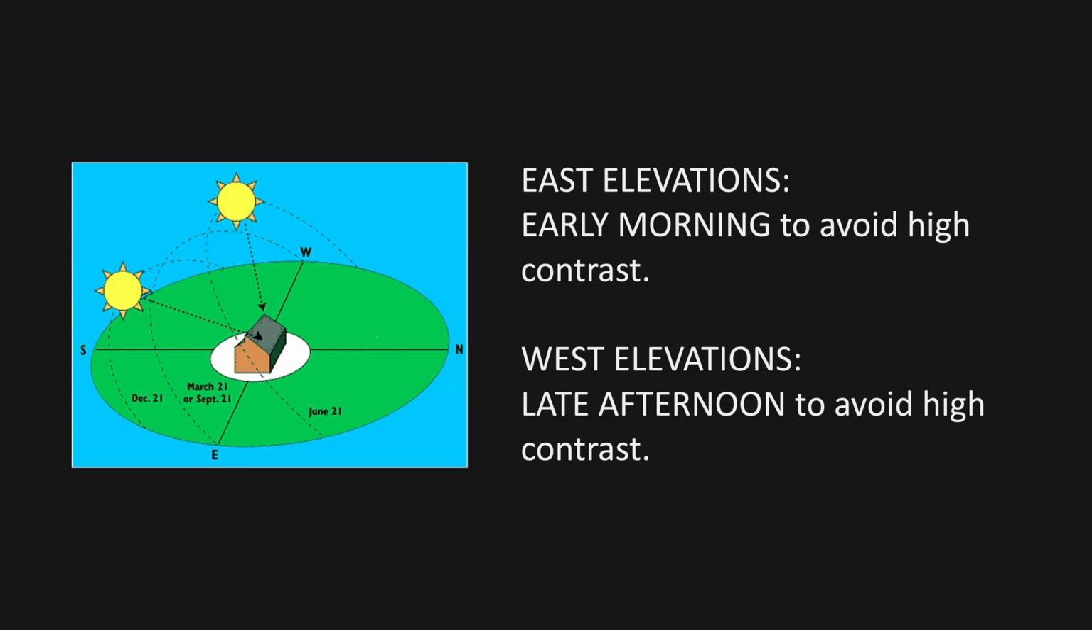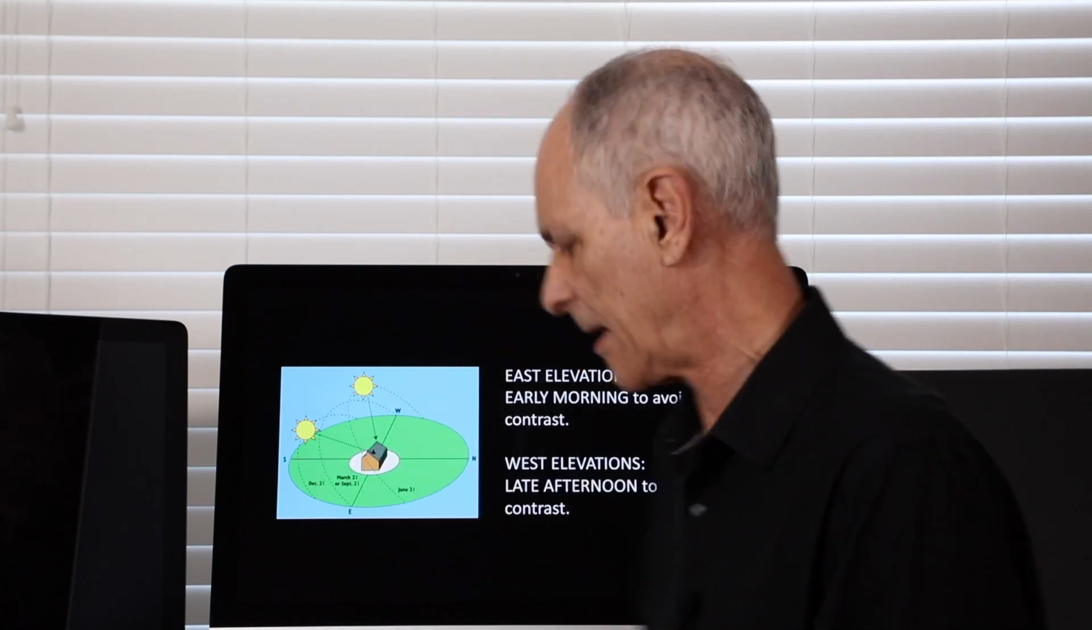Now, if you're going to shoot east elevations in the summer, be there early to avoid high contrast with the sun high overhead and to avoid haze. And the same thing in west elevations, go there later in the afternoon and the sun won't be up as high and you won't get haze, you won't get contrast, and you'll get much better photographs of the east and of the west elevation. But the south elevation in the summertime, that requires some real planning.